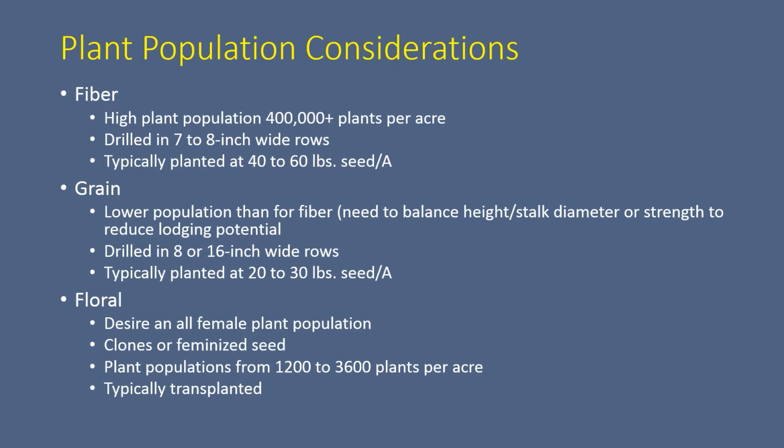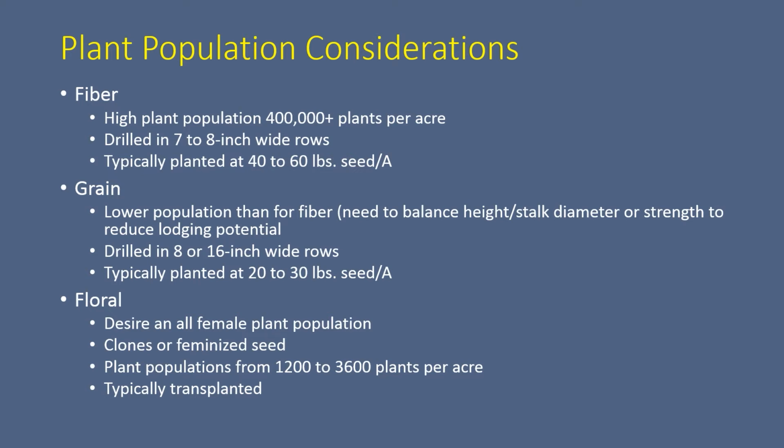For grain production, the planting method is going to be very similar, but we probably want about half of the population as we typically would for fiber, because we're trying to harvest the grain, and when it puts on that flower head and that seed at the top, we want to make sure that stem is going to be large enough, have a large enough diameter to support that and not lodge easily. So we're going to go a little wider spacing.